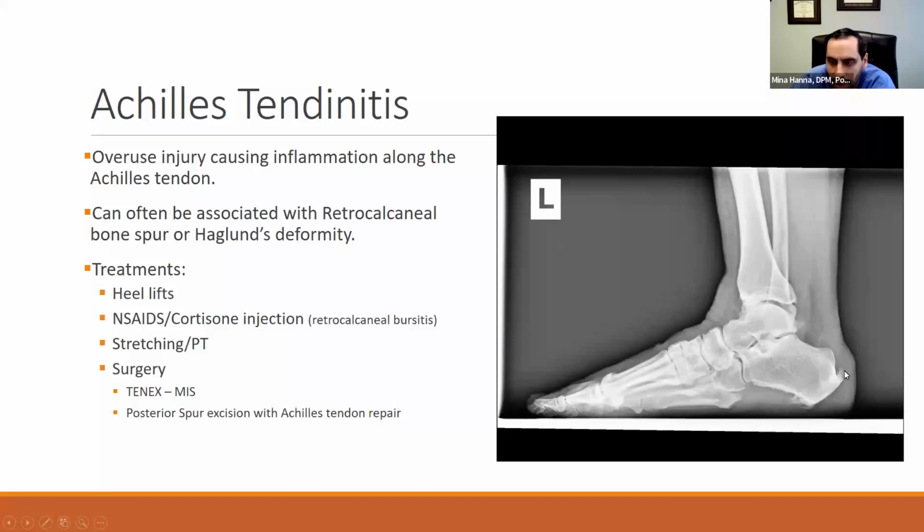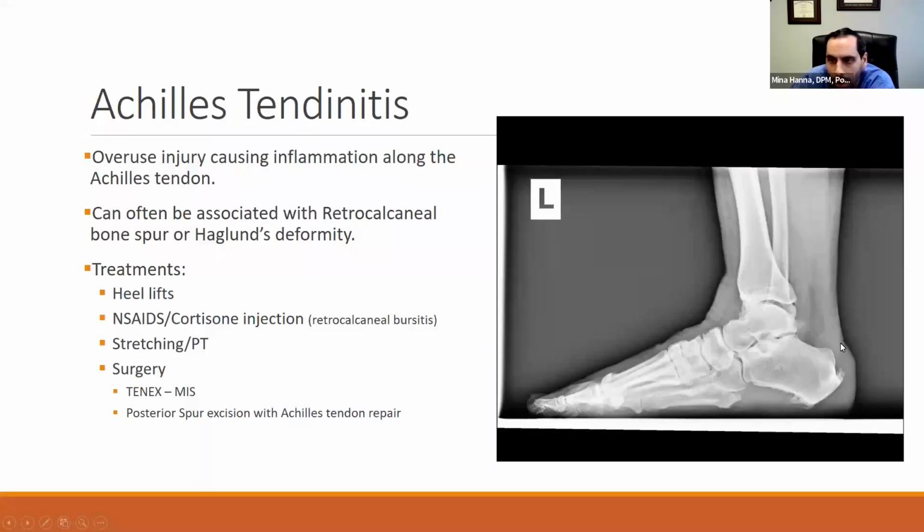And so the spurring can cause degeneration, inflammation, and patients typically have pain right along this area. A Haglund's deformity, which is an enlargement of the back of the heel right here. You can see that this is where the heel should end, and this is all bony growth. And so typically patients who have this condition have pain along the retrocalcaneal area, and they develop retrocalcaneal bursitis.